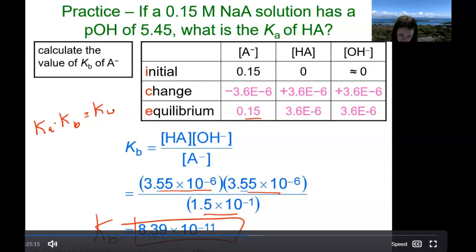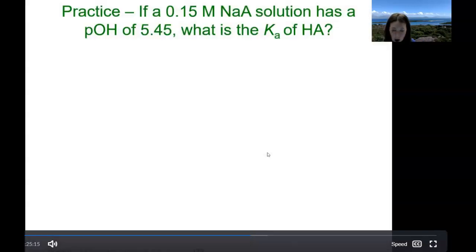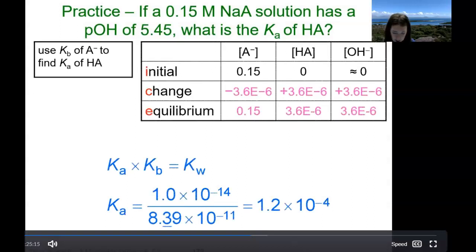So to do that, I'm going to write this over here. Kw never changes over, and that becomes something I do not remember. I have it on the next page though. Okay, so all this math is here also. We get 1.2 times 10 to the negative 4th as our Ka.